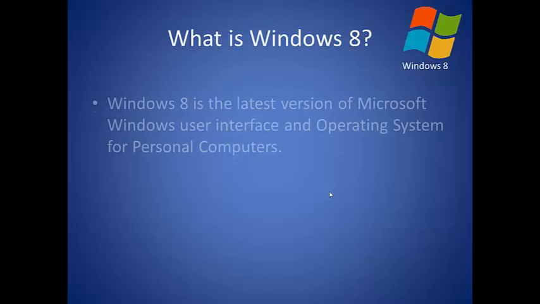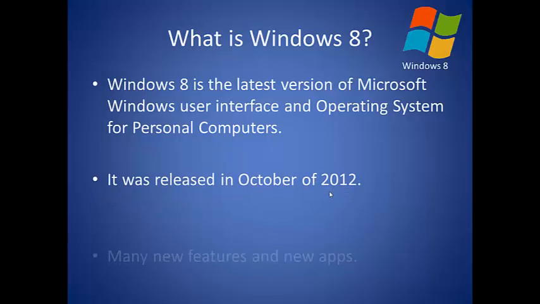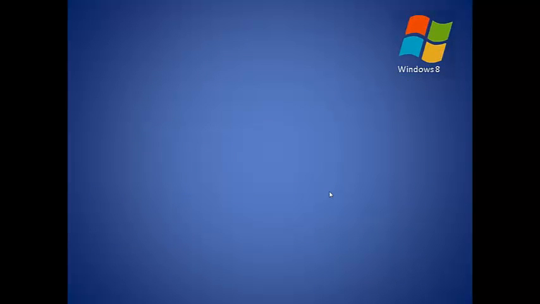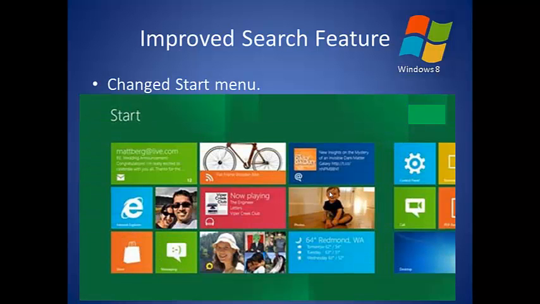Well, it's the latest version of Microsoft Windows user interface and operating system for personal computers. It was released in October 2012. It has many new features and apps. One improved feature I like in Windows 8 is an improved search feature. In earlier versions of Windows, you had to click on the Start button, and then type your inquiry in the search box. In Windows 8, the Start menu is on the operating system desktop. This screen is useful for touchscreens, but it can also be clicked on.